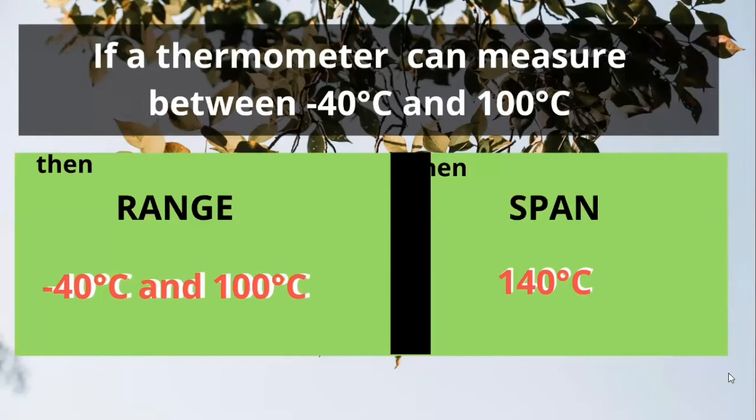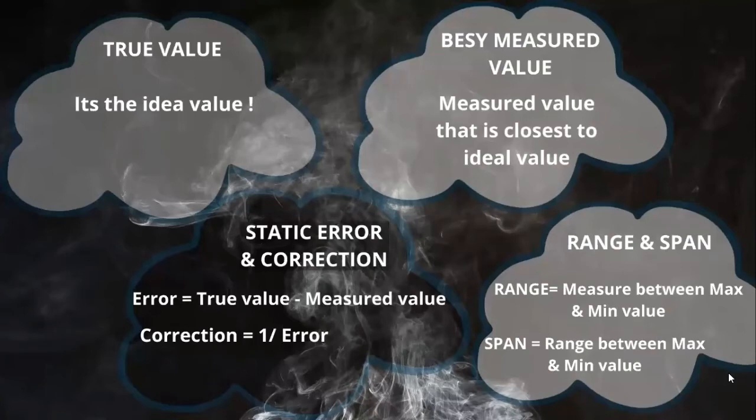The difference between the range and span is that, as per this example, there's a thermometer, and this thermometer can measure between minus 40 and 100. So for that particular thermometer, while writing the specifications, you can write that the range of that thermometer is from minus 40 degrees to 100 degrees, and the span is 140, which is the sum of minus 40 and 100. Okay. All right, so these are all the basic terminologies you should keep in your mind: true value, best measured value, static error, correction, range, and span.